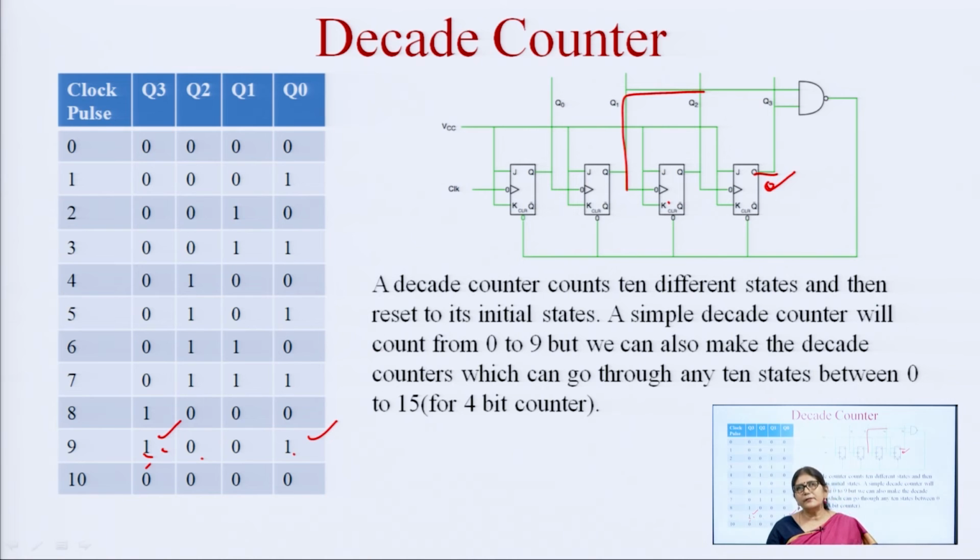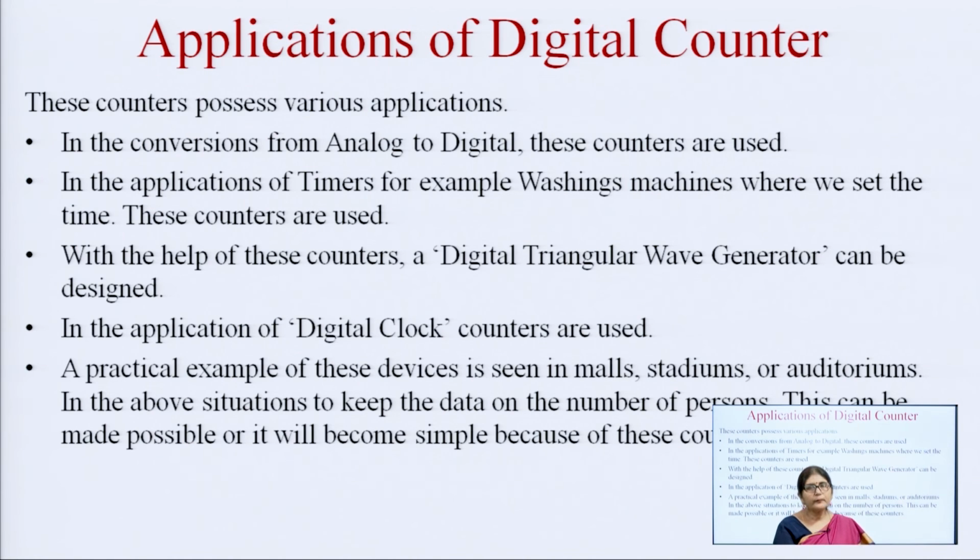So, the decade counter has 10 different states, and after 9 it goes to the 0 state. Decade counters are generally used in measuring instruments, because the 7 segment display, which is used to display the units, also displays from 0 to 9. Now, the applications of digital counters. Digital counters are used for analog to digital conversion; they convert the analog signal into a digital signal.